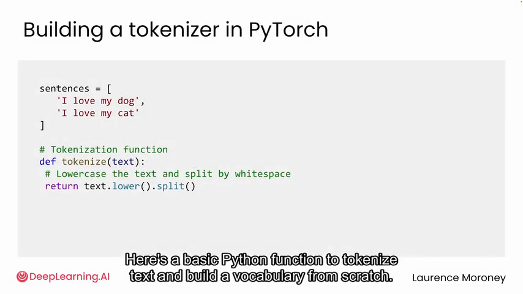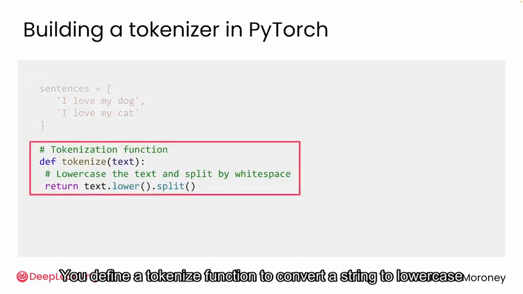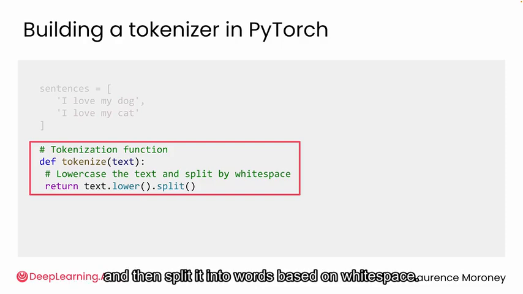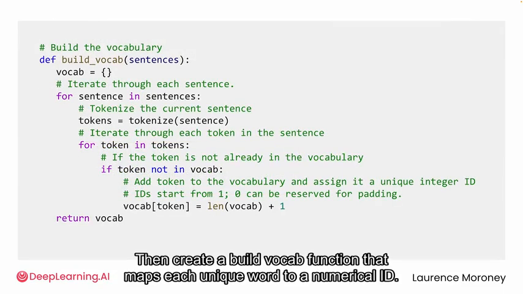Here's a basic Python function to tokenize text and build a vocabulary from scratch. You'll start with two sentences. I love my dog and I love my cat. You define a tokenize function to convert a string to lowercase and then split it into words based on whitespace. Then create a build vocab function that maps each unique word to a numerical ID.